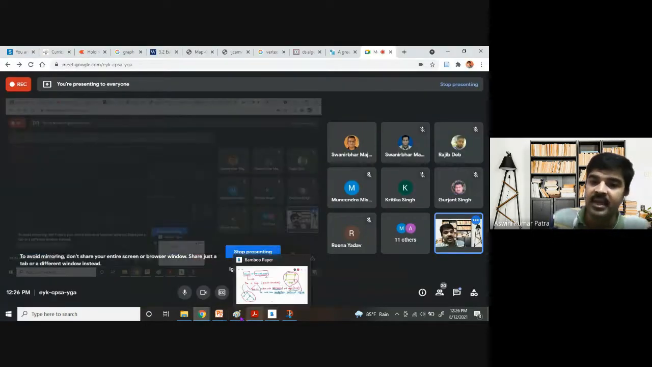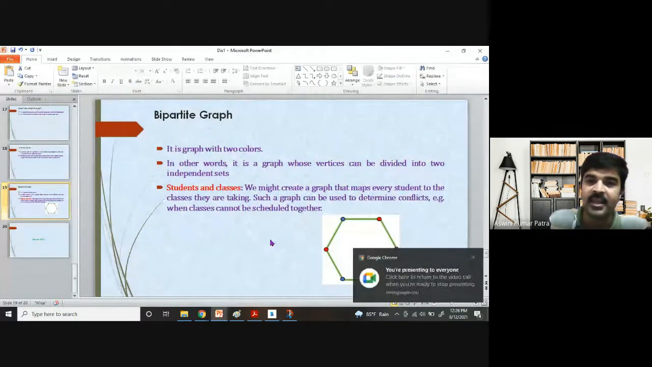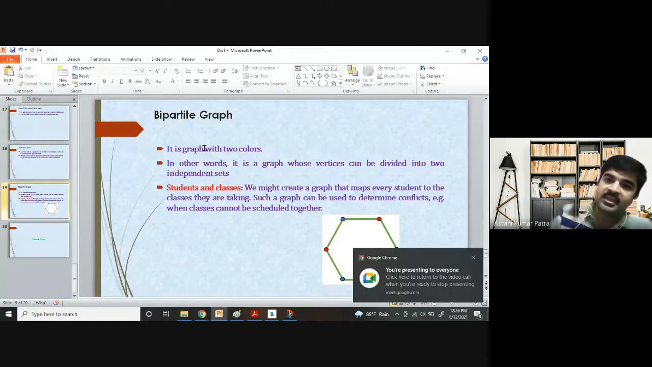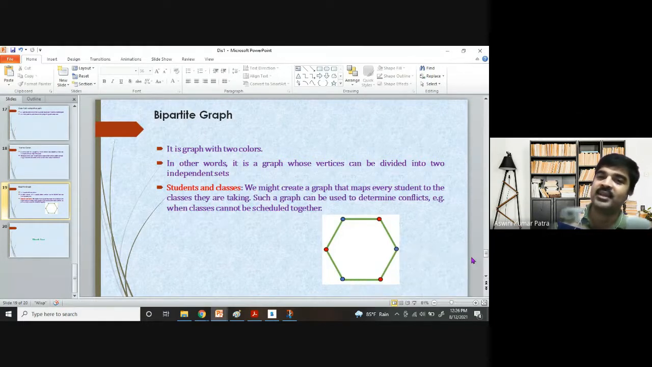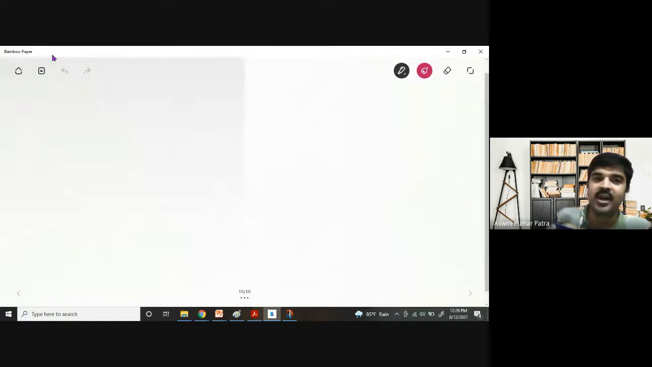Now let me tell you the new problem at hand. That is another application of graphs, a typical graph called a bipartite graph. This graph has only two colors, not more than two. So what kind of problem are we dealing with? You can visualize this graph. In other words, it is a graph whose vertices can be divided into two independent sets. I can visualize it as two parts. Let me put this in perspective.